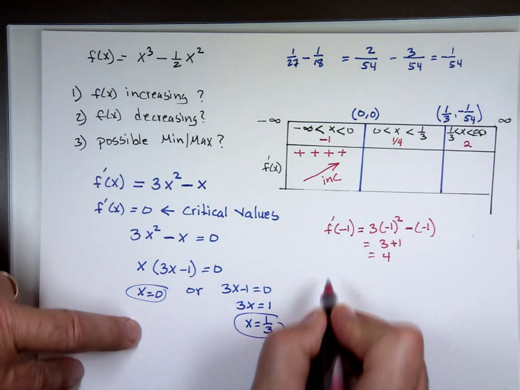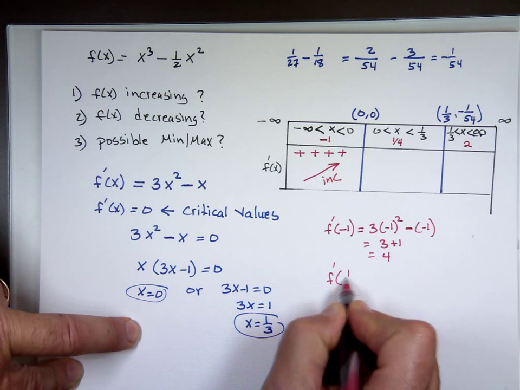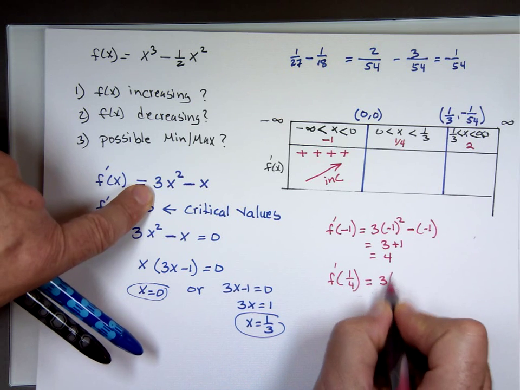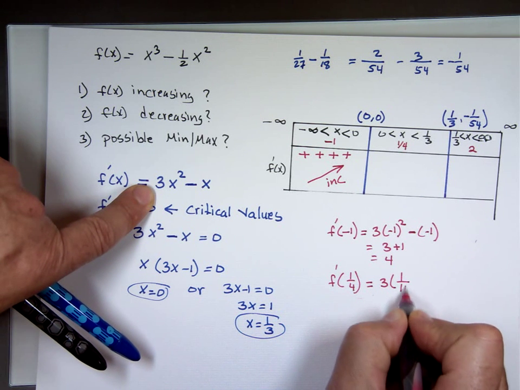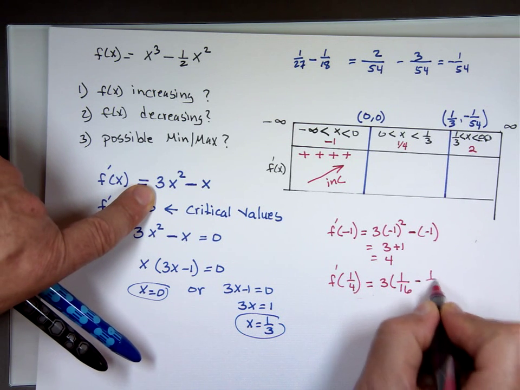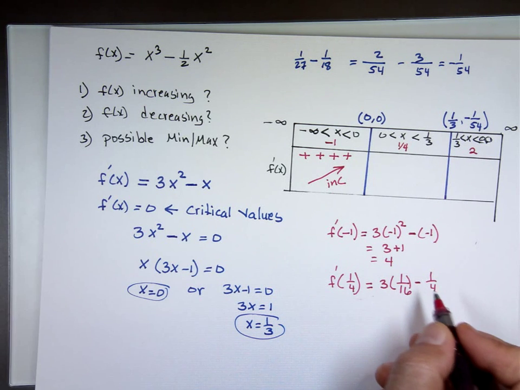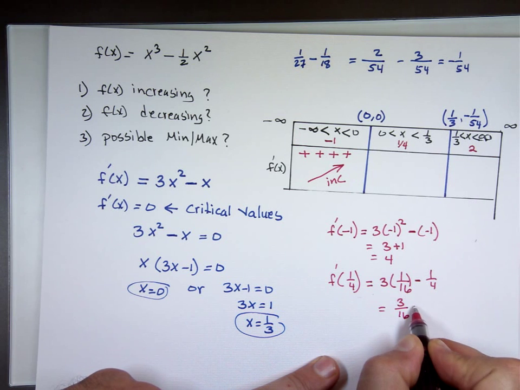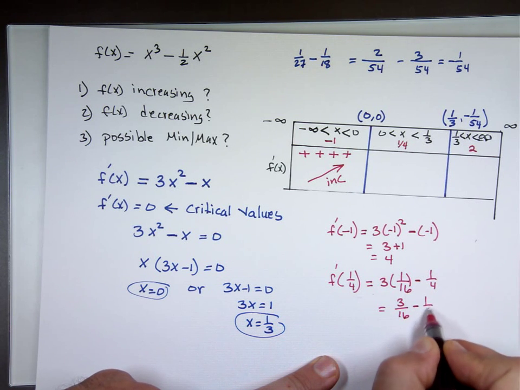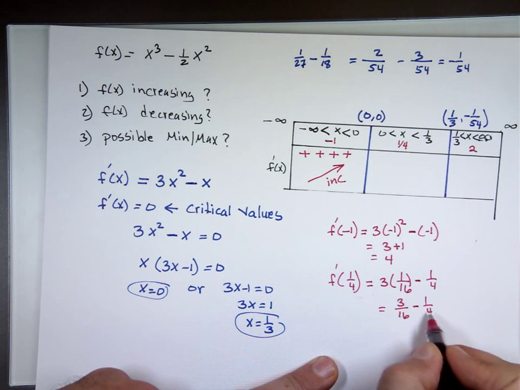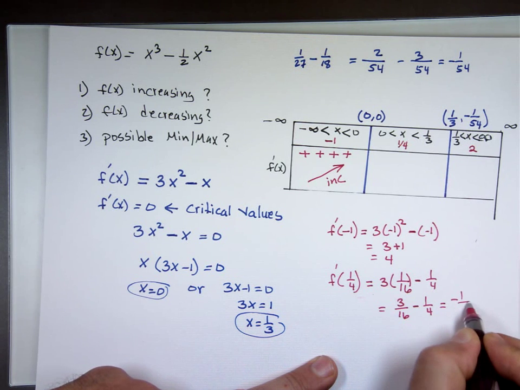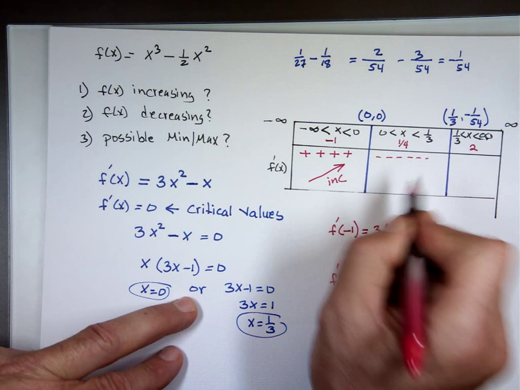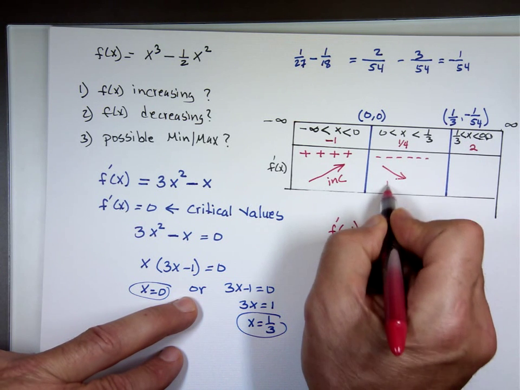Let's take the derivative at 1/4. 3 times, what is 1/4 squared? 1/16 minus 1/4. This is 3/16 minus 1/4. That's 4/16. The result is negative 1/16. It's a negative value. That tells me the function is decreasing.